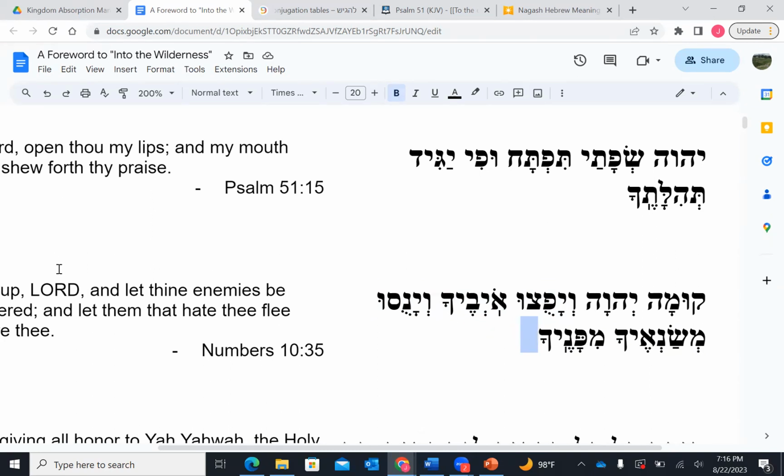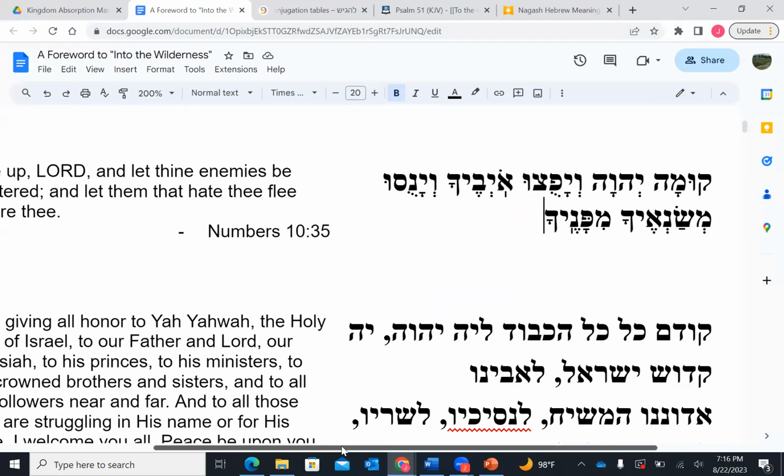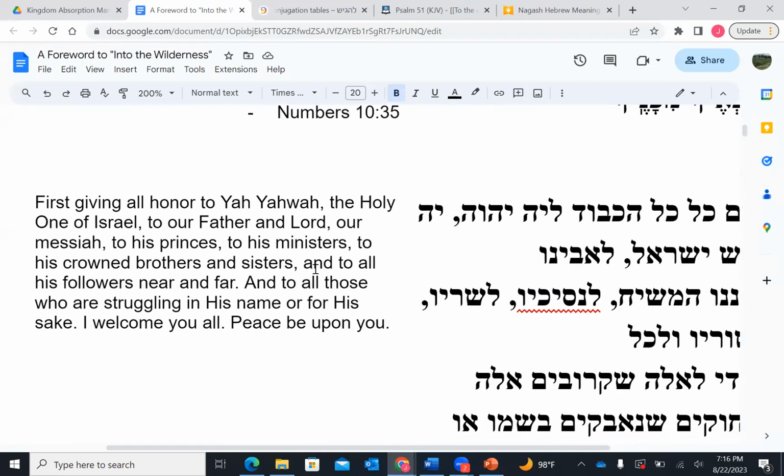Right? So after we do the raising of the ark 3 times, they go into what's called the divine salutation. Now I'm going to read it in English, and then we'll read it in Hebrew. It says, first, giving all honor to Yahweh, the Holy One of Israel, to our Father and Lord, our Messiah, to his princes, to his ministers, to his crown brothers and sisters, and to all his followers near and far, and to all those who are struggling in his name or for his sake. I welcome you all. Peace be upon you.